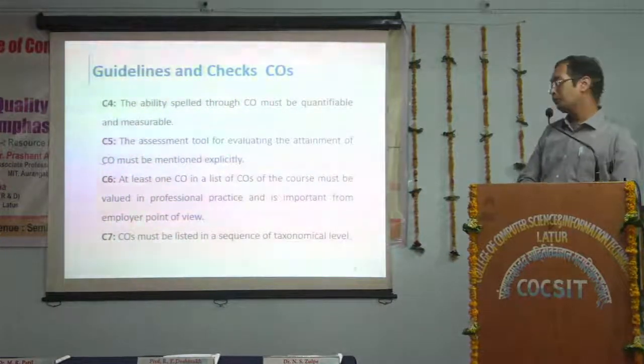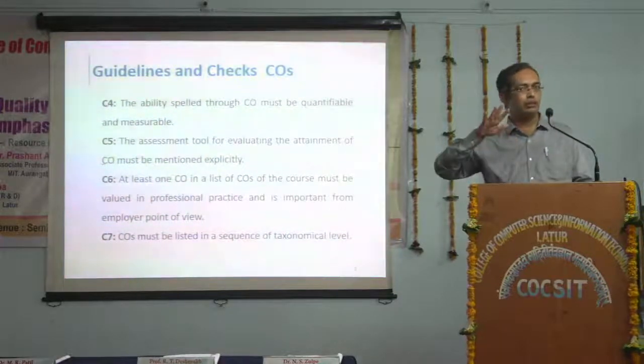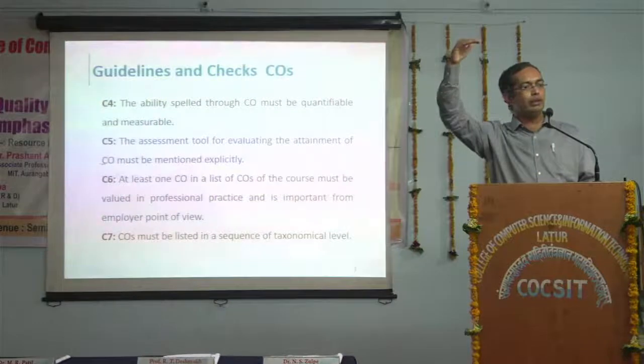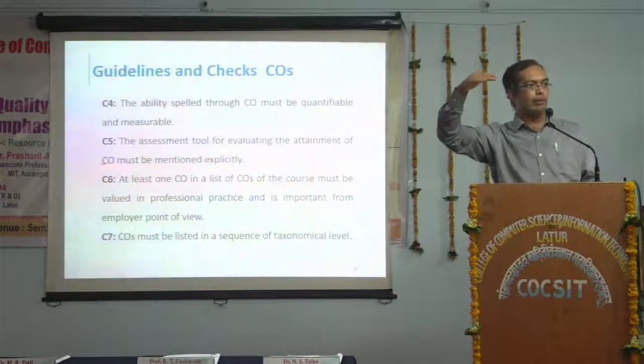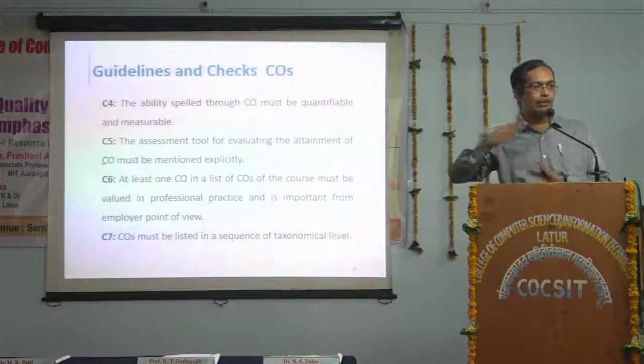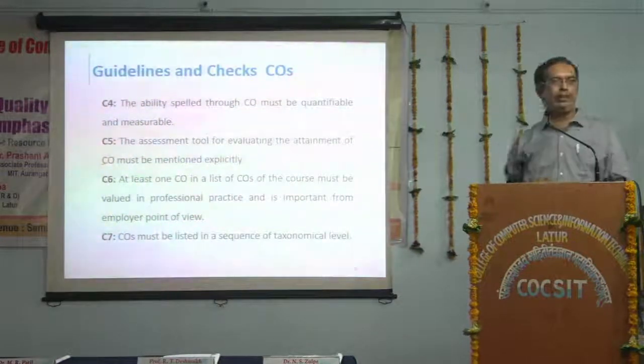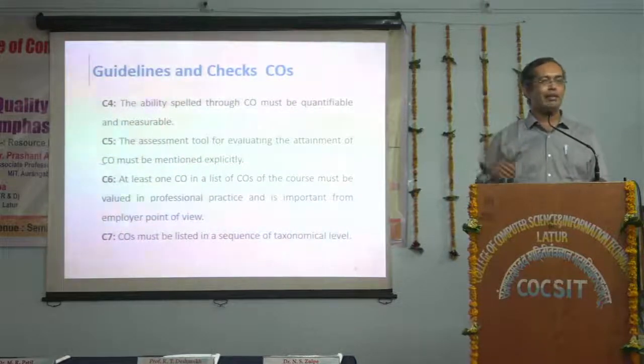And COs must be listed in the sequence of taxonomical levels. It is generally a standard practice. Your CO1 will be the lowest Bloom's level and CO6 will be the highest Bloom's level, right? So that is how. Still there is confusion. Even in engineering also people are having confusion.